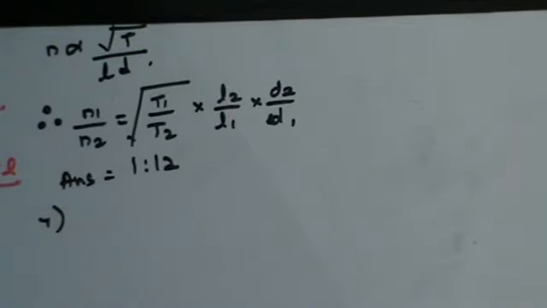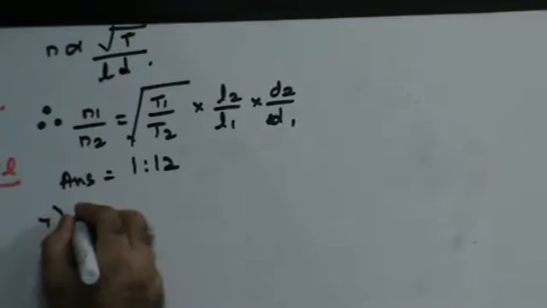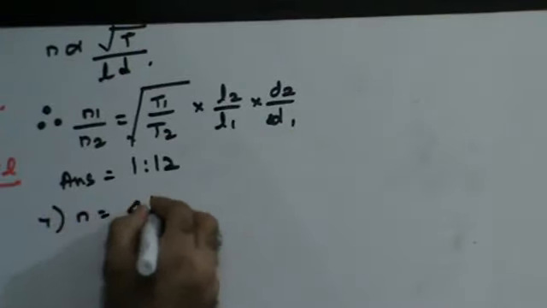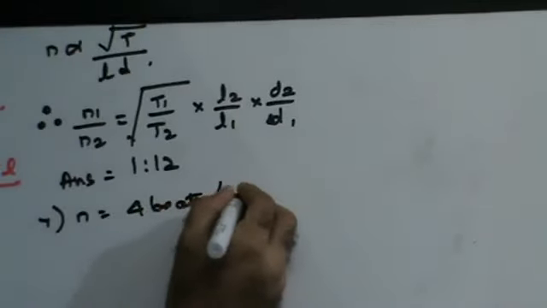Two wires of the same material, when sounded together, give 4 beats per second.